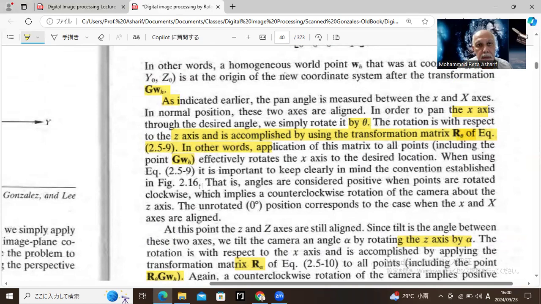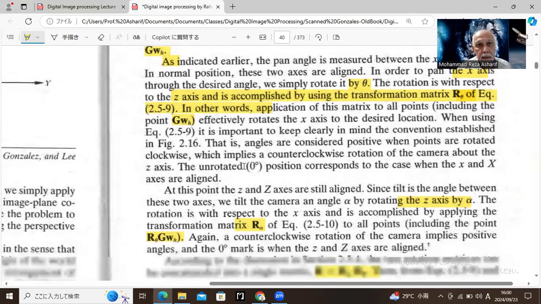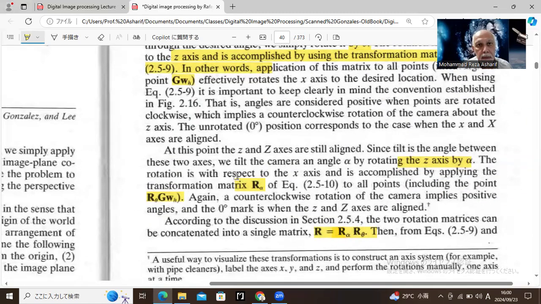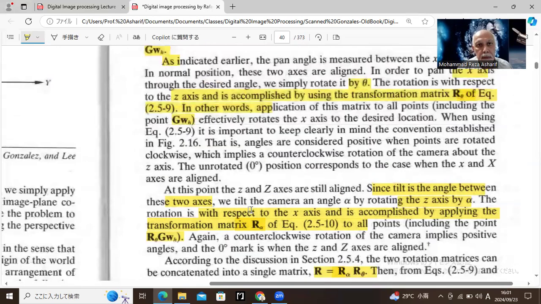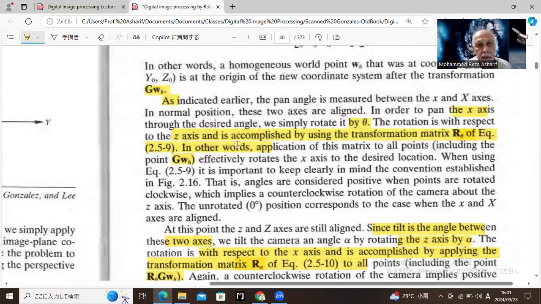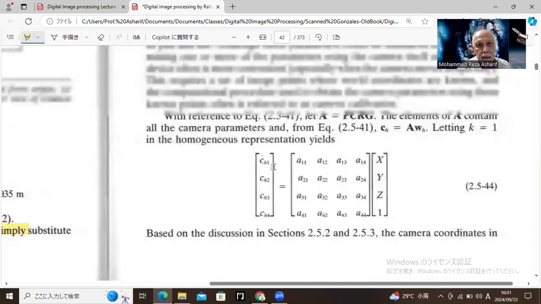and between z is tilt. Anyway, you can read here. Since tilt is between the two axes, alpha, and then so on, and r theta is pan. Okay, let me return because it takes time here.